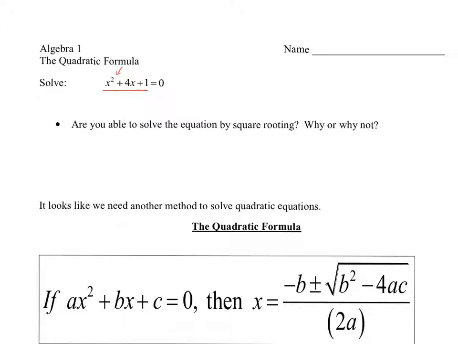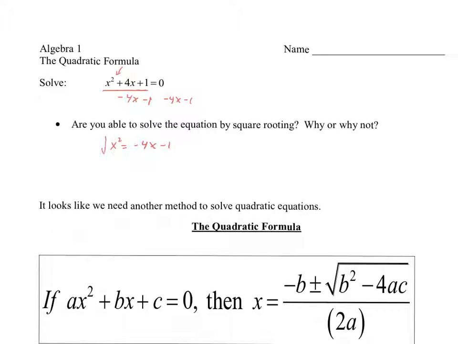So if we try to use Mrs. Wood's method of taking the square root of both sides, remember she described you want to isolate the squared term. In this case, the x squared is the squared term, so we'd move the 4x and the 1 over to the other side by subtracting. Subtract each of those values from both sides, and we'd end up with x squared equals negative 4x minus 1.